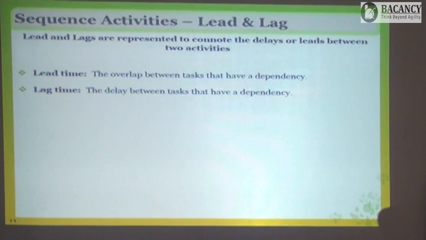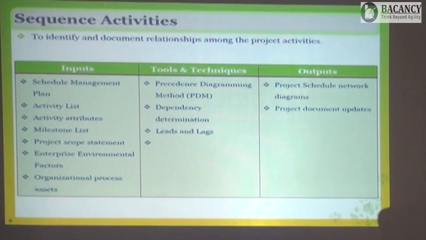Is it clear? Great. So that is our lead time and lag time. When we insert our lead time and lag time, what we are going to get is our project schedule network diagram, where all the activities will be shown in the boxes and the links will show the dependencies and the sequence also. Fine? So with this, we'll take a break.